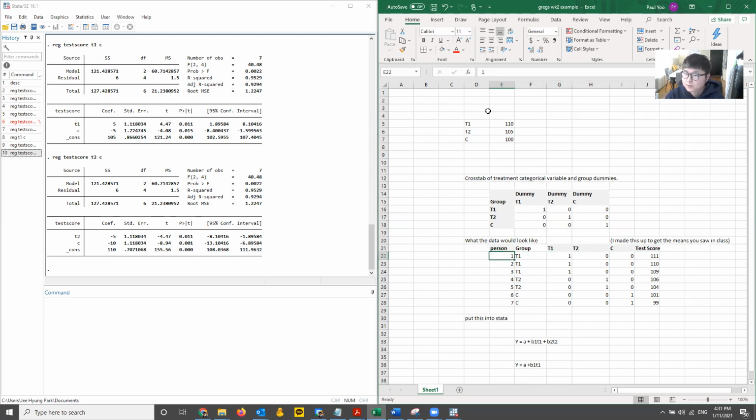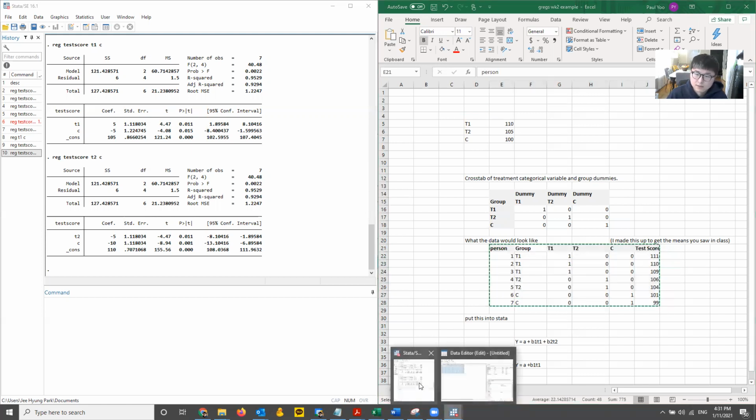So here's an example of person 1. They're in treatment group 1, so they get a 1 for T1, 0 for T2, 0 for C, and they have a test score of 101. I just made these up so that it gives us the mean values that we saw before. So these are the 3 people in T1, with a mean of 110. This group has a mean of 105, and this one has a mean of 100. So let's put this into STATA and see what that looks like in its regression form.